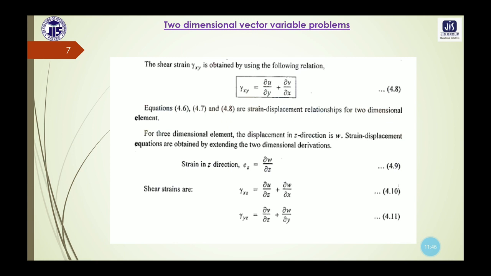Now in case of a three-dimensional element, the displacement in z direction is considered as w. And the strain displacement equations are obtained by extending the two-dimensional derivations. Now strain in the z direction, Ez equals del w del z, and for that we need to follow the similar procedure that we have followed to calculate the Ex, that is strain in the x direction. And the shear strains are gamma xz, this is del u del z plus del w del x, and gamma yz, this is del v del z plus del w del y. So in case of the three-dimensional element, this is the formula for the strain in the z direction and the formula for the shear strain.